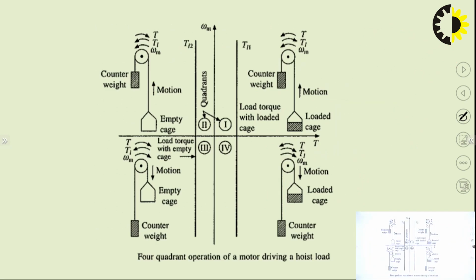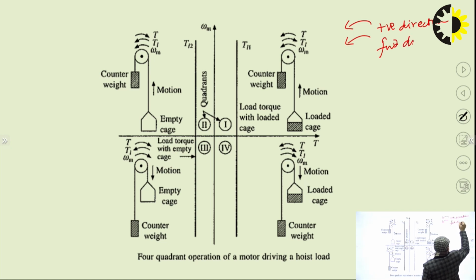So let us take an example of a crane system or lift system. Here the convention is taken as this direction of torque and this direction of motor speed as positive, or we can also say this is the forward direction of the motor speed and torque. So this is omega m and this is Tm. TL is the load torque.